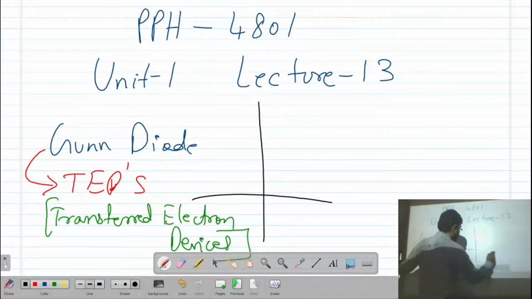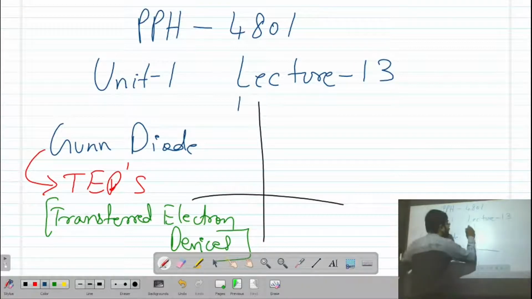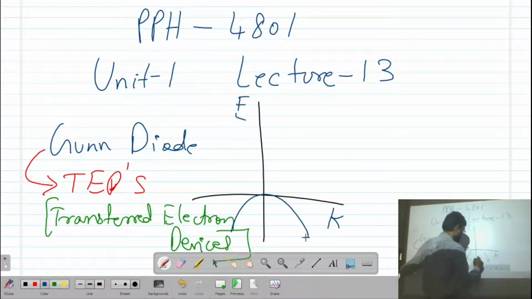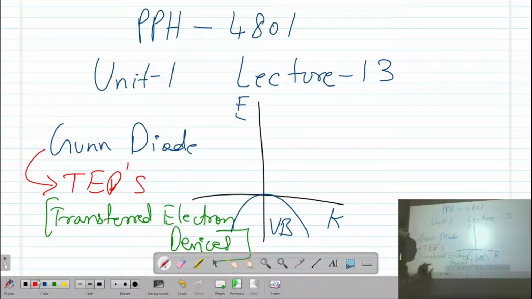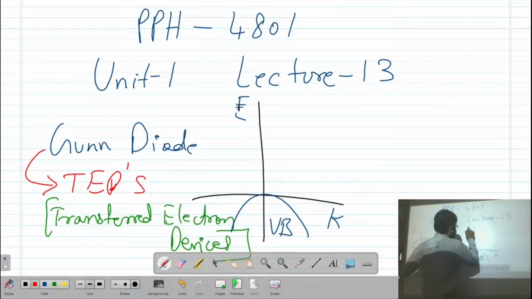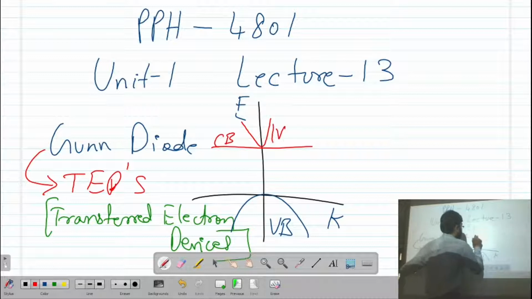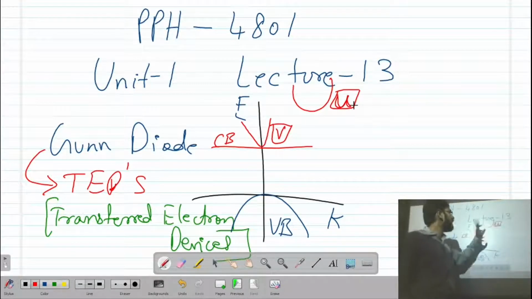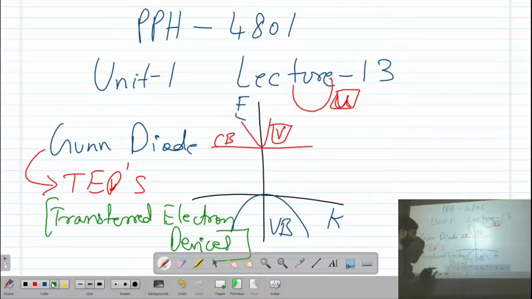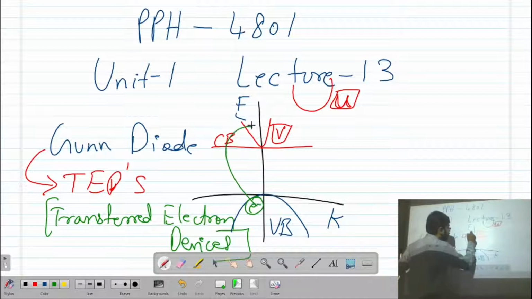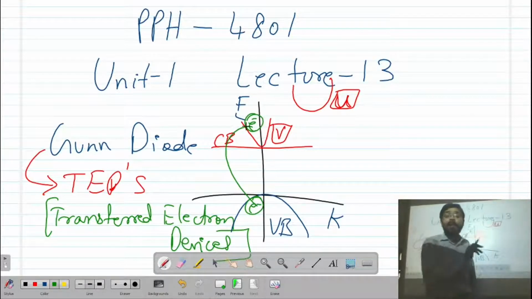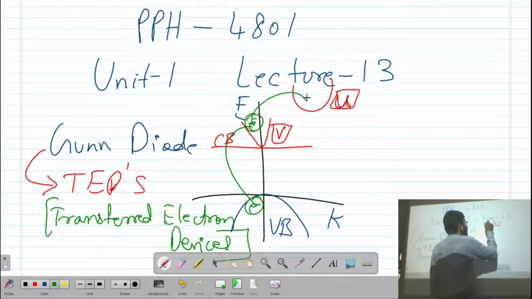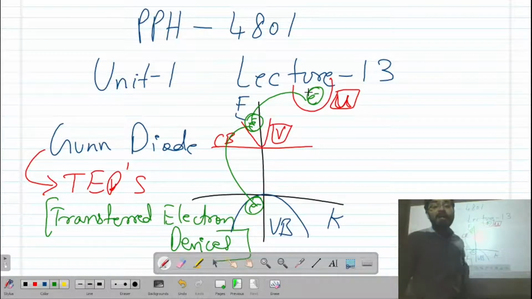In that we have seen the energy band diagram, that is the E-K diagram. This is E, this is K, this is the valence band. You will have the conduction band. This is V valley, this is U valley. So after some potential, electrons will transfer from the valence band to the conduction band. Further increase in the potential will transfer electrons from the V valley to the U valley in the conduction band.